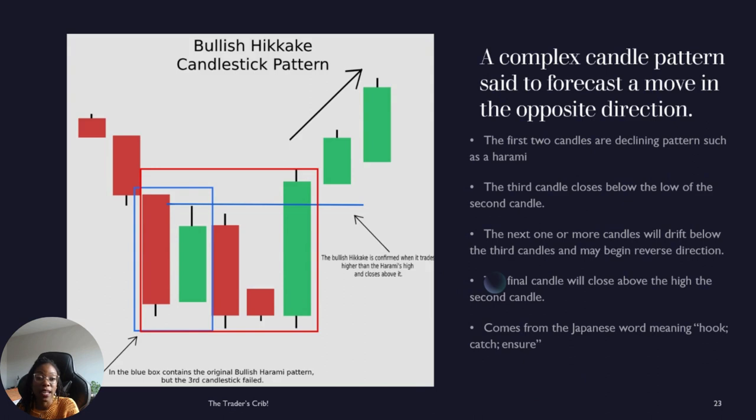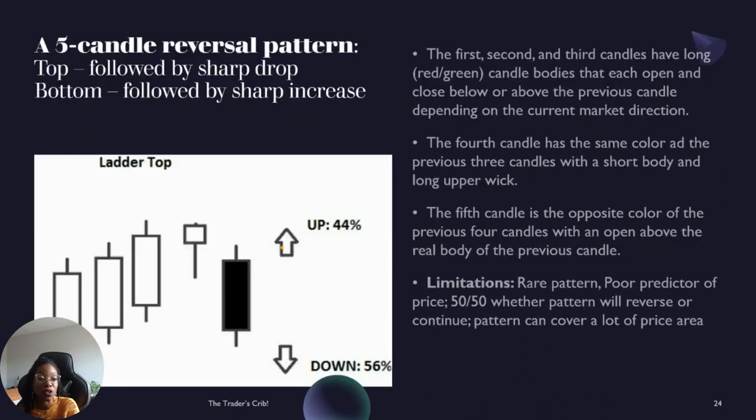Another more complex candlestick pattern is called the bullish Hikkake candlestick pattern. Please note that most of these candlestick patterns are derived from the Japanese candlestick Bible, so they're Japanese names in nature. The bullish Hikkake is a complex candle pattern said to forecast a move in the opposite direction. The first two candles are a declining pattern, such as a Harami. The third candle closes below the low of the second candle. The next one or more candles will drift below the third candle and may begin to reverse direction.